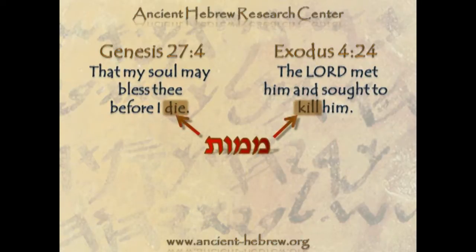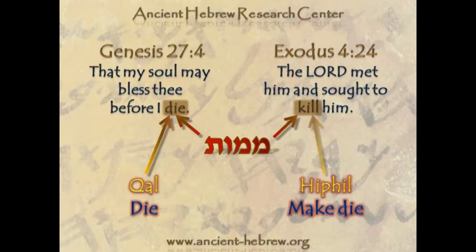Why use the same verb but have different translations? That's because in Genesis 27:4, the verb mamot is in the call form, the simple form, which simply means to die. However, in Exodus 4:24, we have the hifil form, the causative, and that means to make die or to cause to die. So this could literally be translated as Yahweh met him and sought to make him die. However, in English, we use two different verbs for the same Hebrew verb.